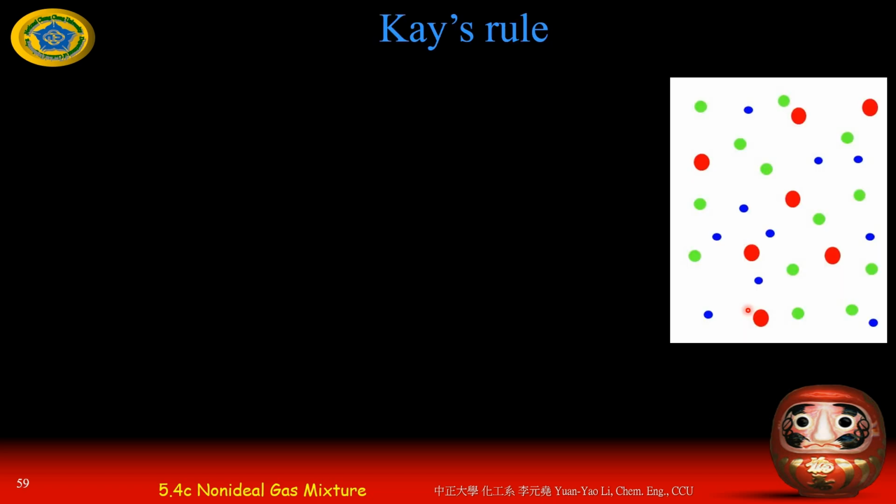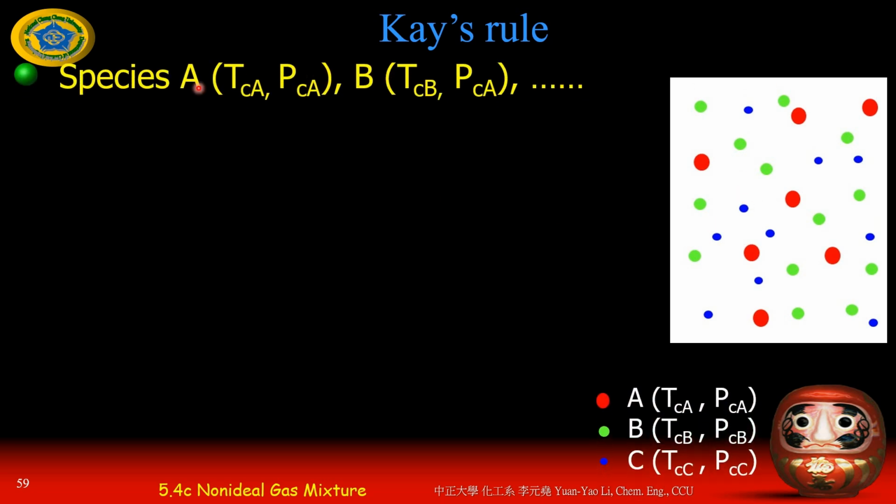So what's Kay's rule? The different colors and different sizes of the circles represent different molecules, atoms. So you might have species A, species B, species C. Each species has its own critical temperature and critical pressure. We use TCA, PCA to represent species A. So for example, in this system, there are 3 types of gases, and there are 3 TC and PC.